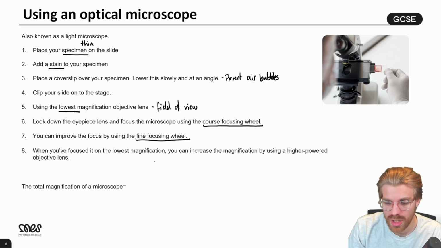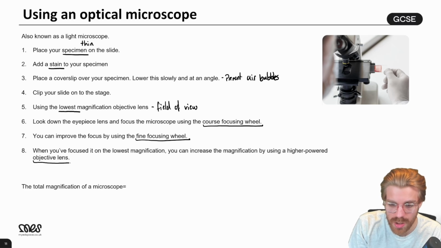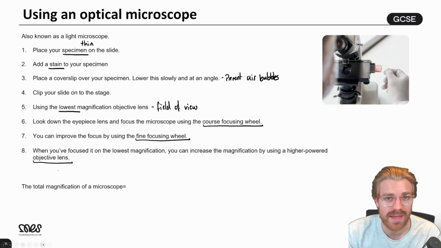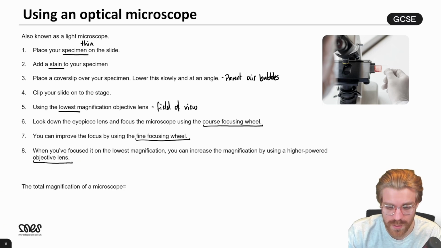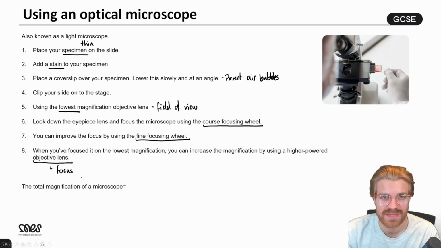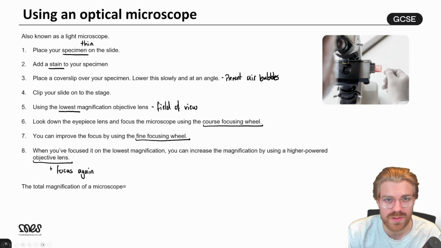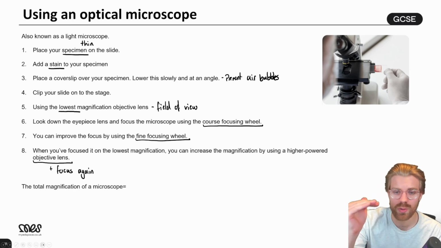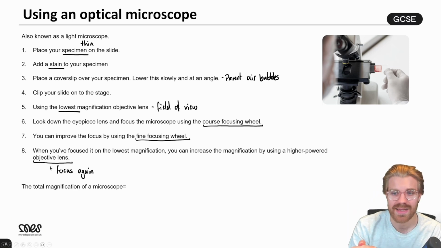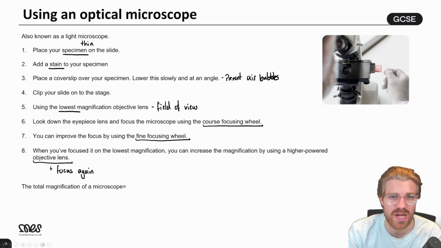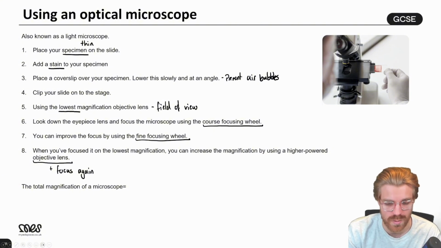When we've focused it on the lowest magnification, we can increase the magnification by using a higher powered objective lens. This will then make the image blurry, so we would then need to focus again. At high power objective lenses, we would only use the fine focus wheels because the coarse focus wheel moves the whole slide up and down. And if we're moving the whole slide up and down, there is a risk where we could damage the slide or potentially the microscope. So we would want to use the fine focus wheel.